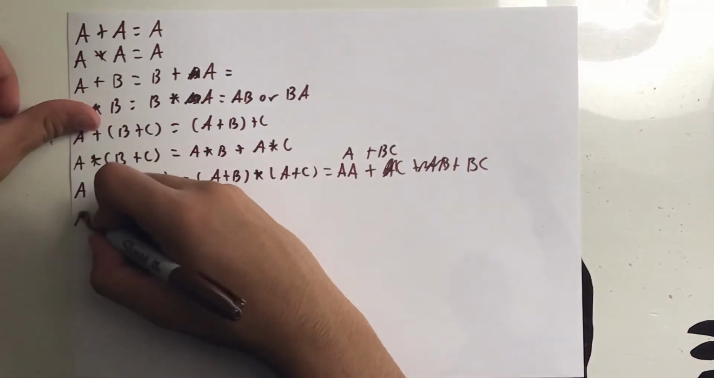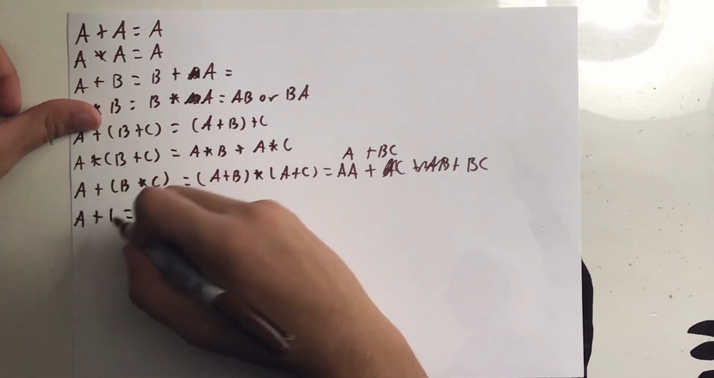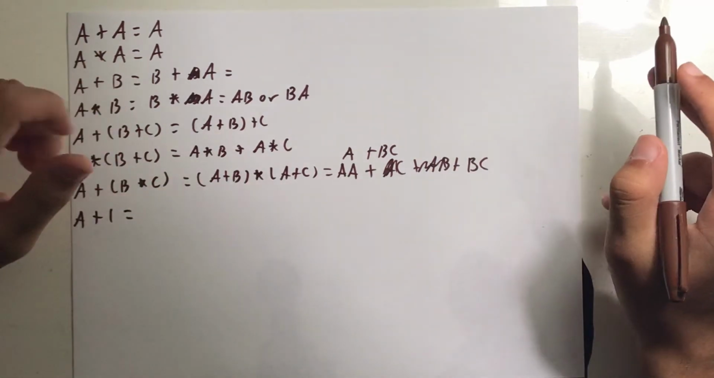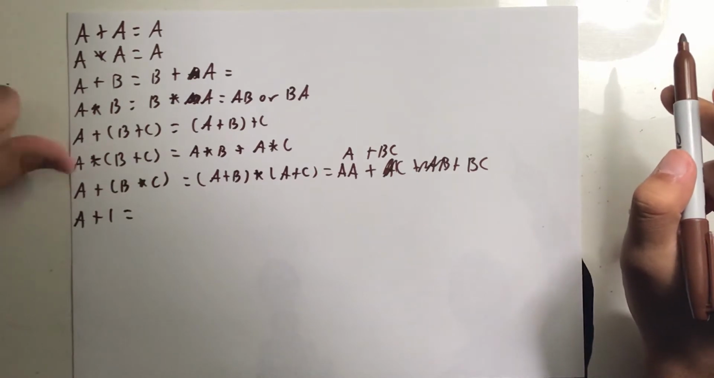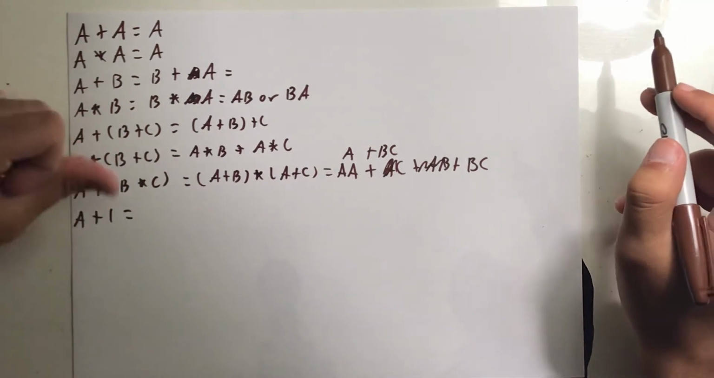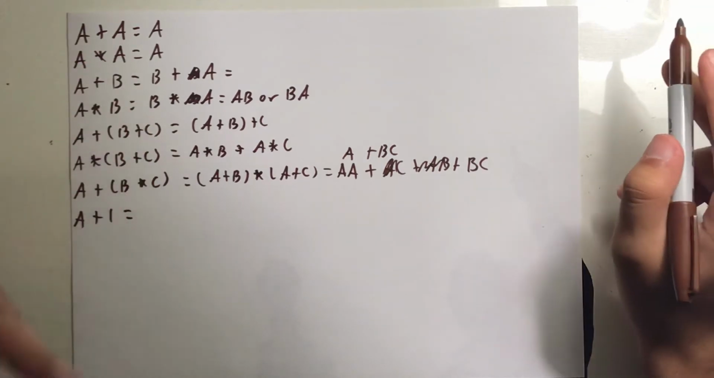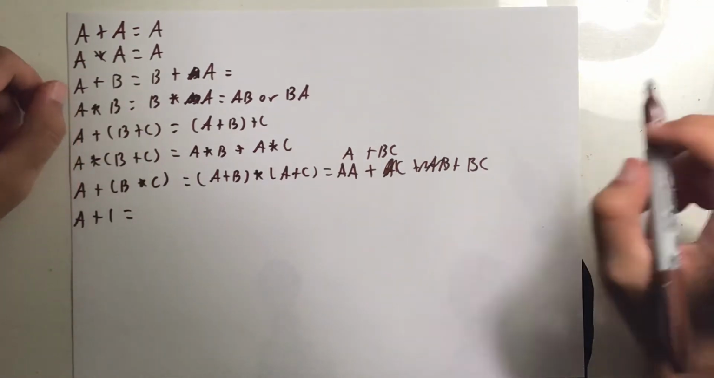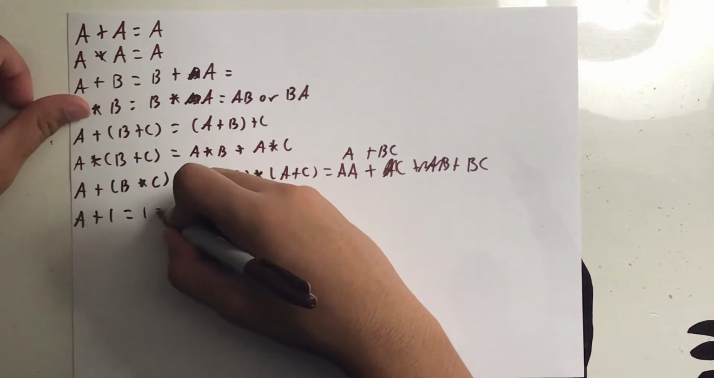What if we had A plus 1? Well, 1 is true. So let's say A was true. True or true gives you true. Let's say it was false. False or true still gives you true. As long as one thing is true, the whole thing is true. So the answer is going to be true.